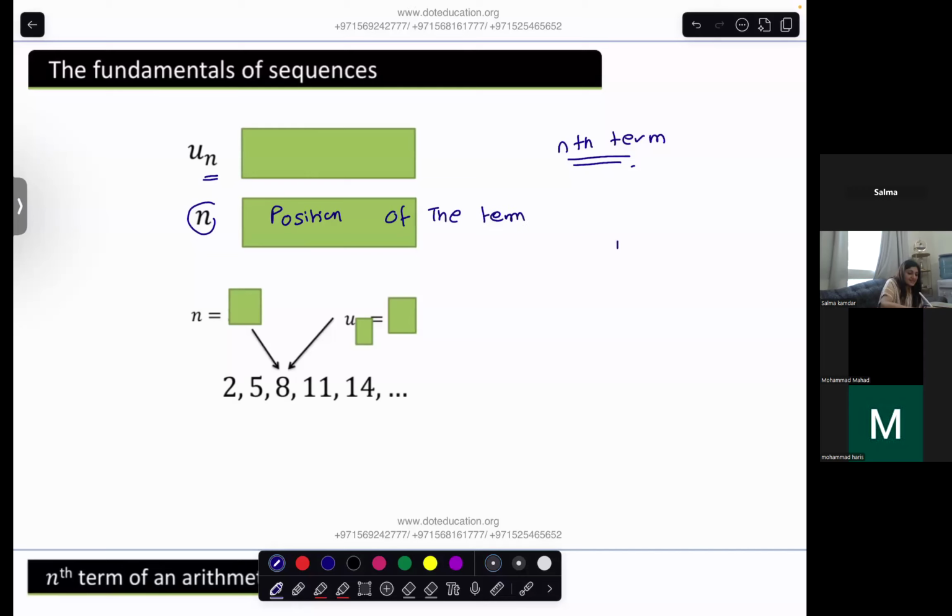If I say my n is 5, so U n means what? Instead of n, I would write 5. That means it would be the fifth term. So always remember n is going to give you your position. With me, if I say my n is 5, can you give me the fifth term over here? It would be 14.